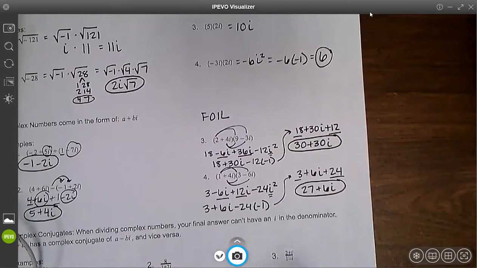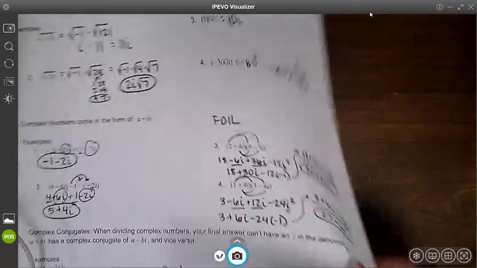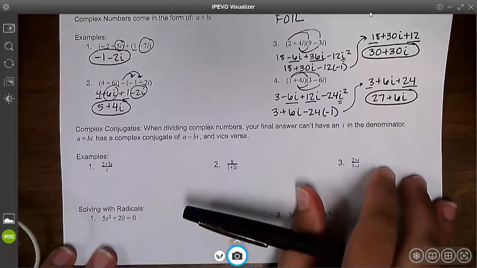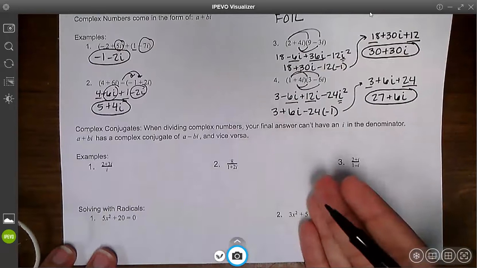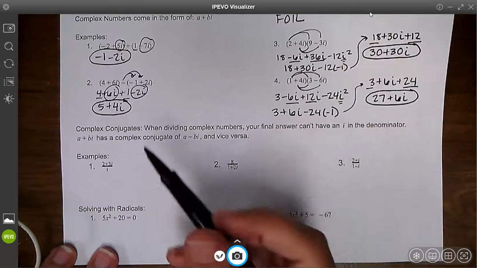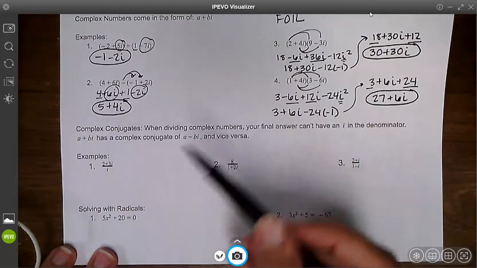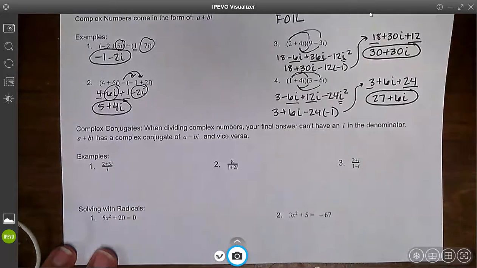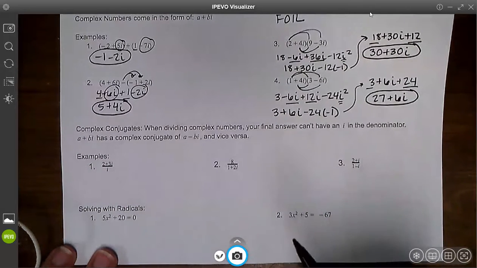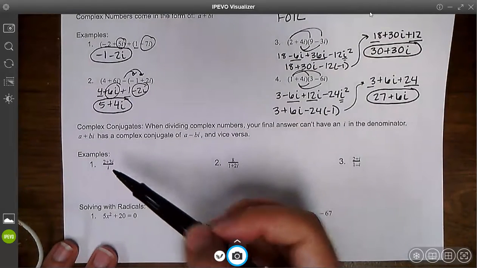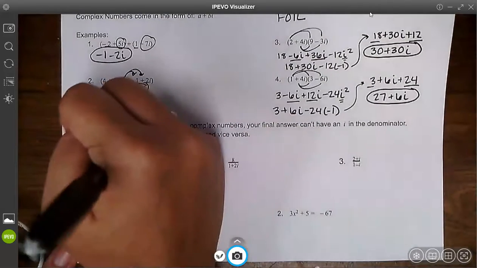Complex conjugates. When you're dividing complex numbers, your answer cannot have i in the denominator, just like with fractions, you can't have a radical in the denominator. Every complex number has a complex conjugate, and it's essentially a negated complex term.